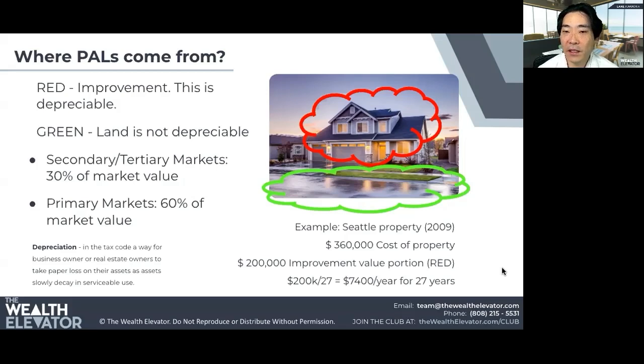What they are saying for residential real estate is that over 27 years, you can deduct the improvement portion over 27 years. Basic math here, obviously it gets a little bit more complicated on the taxes, which the computers and the CPAs do. But just for our understanding here, 200,000 divided by 27 comes out to be about $7,400 per year that I could use as a paper loss on my first rental property.